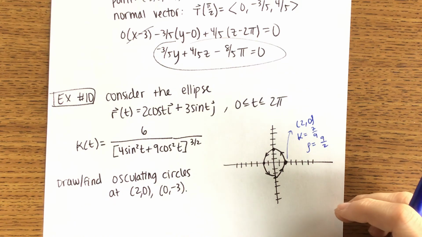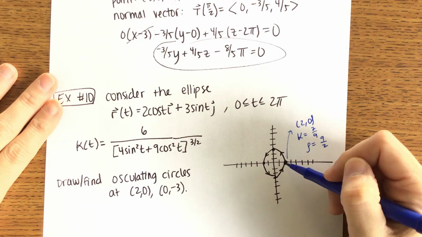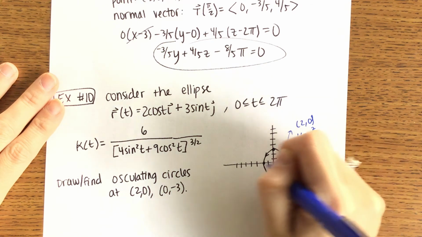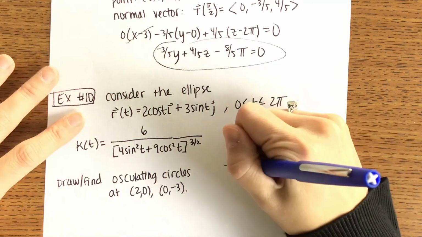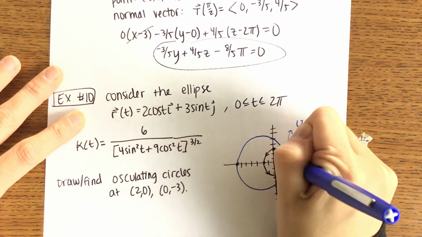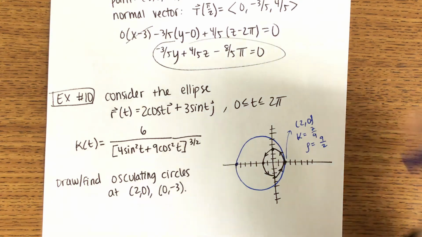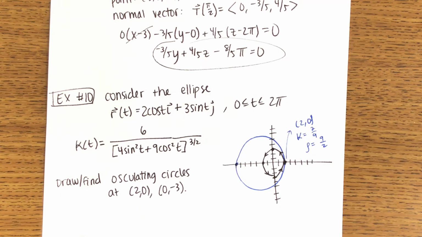With me? Okay, so what you're going to do then is draw in a circle with a radius of 9 over 2. Starting here, that just means the diameter is 9, so it goes all the way to here. So that is our osculating circle, or our circle of curvature. This circle and this ellipse at that point, (2, 0), have the same curvature.